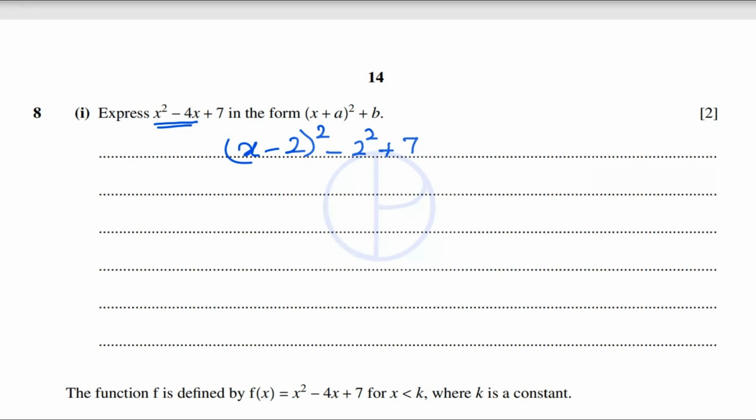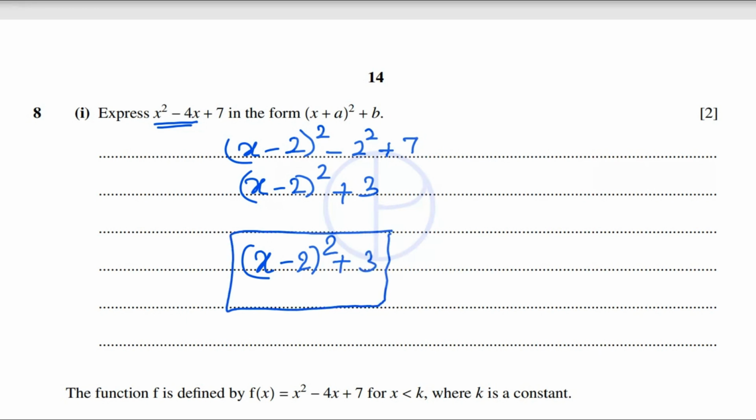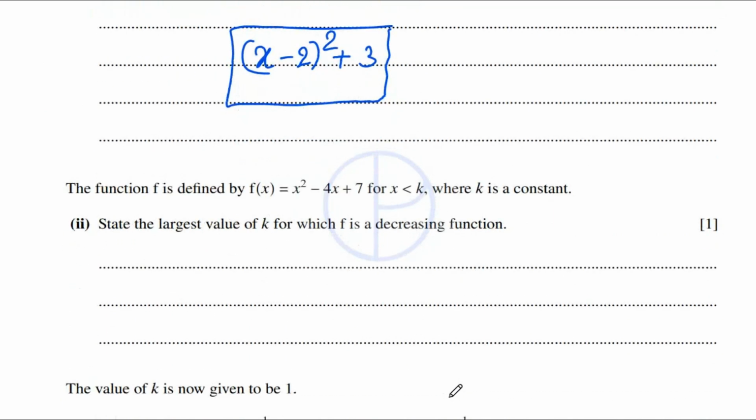So 7 is there. Now simplify this. X minus 2 the whole square minus 4 plus 7 is plus 3. So x minus 2 the whole square plus 3 is the answer. The next part of the question is the function f is defined by f of x equal to x square minus 4x plus 7 for x less than k, where k is a constant. State the largest value of k for which f is a decreasing function.